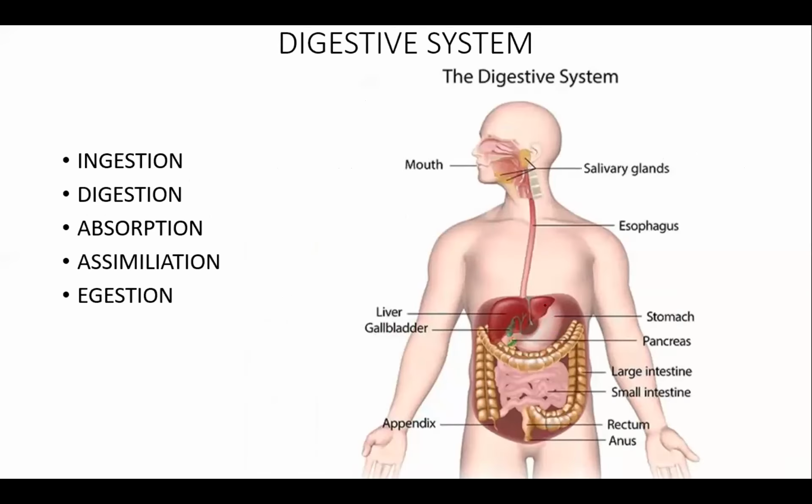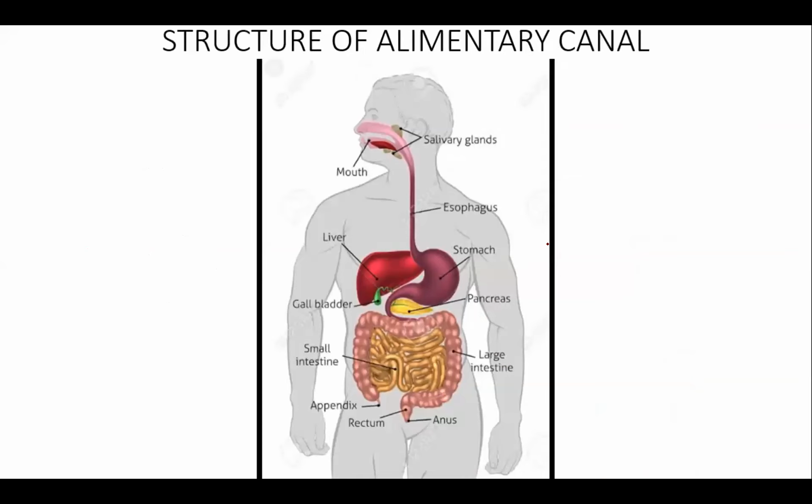Moving on to the next slide, it explains what all the steps involved in digestion are, or what processes the digestive system is dealing with. The first one is ingestion, the second one is digestion, the third one is absorption, then comes assimilation, and finally egestion.